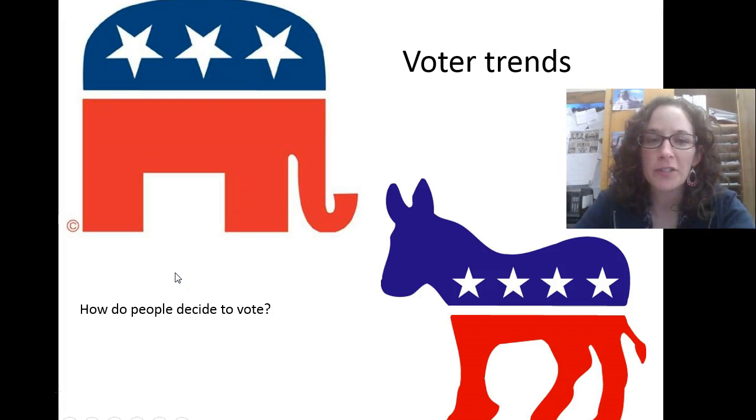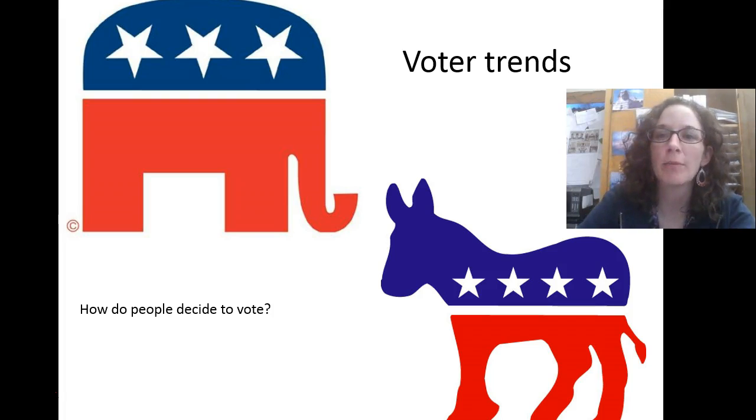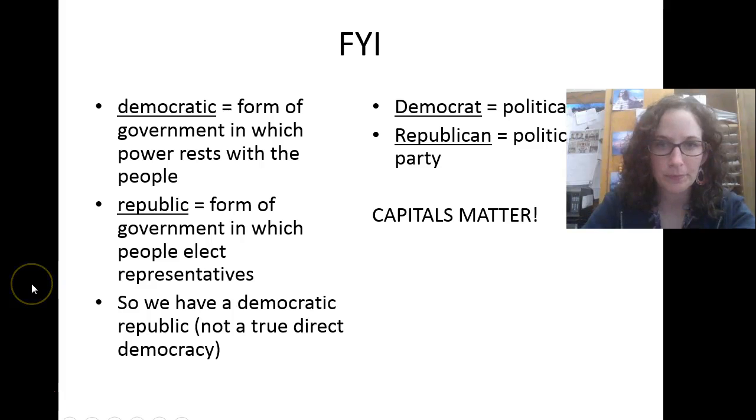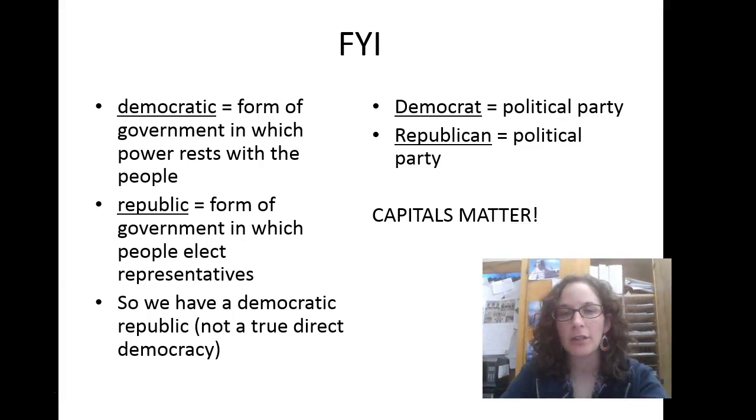So the heart of today is, how do people decide to vote? Are they going to have a party affiliation? And which party might they affiliate with? So we're going to look at some data to get at that. Also, another little heads up, since I'm talking about the Democrats and the Republicans, I need to clarify that those words have a couple meanings.